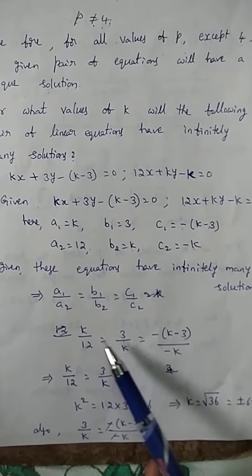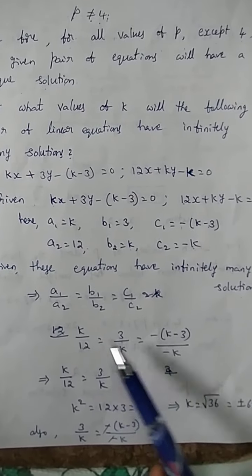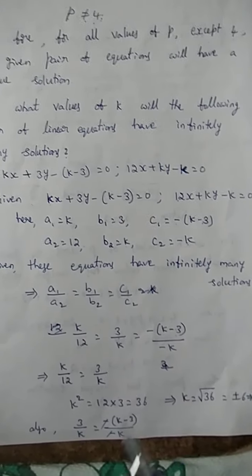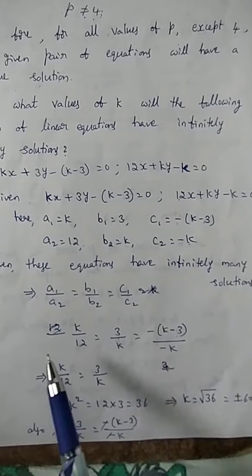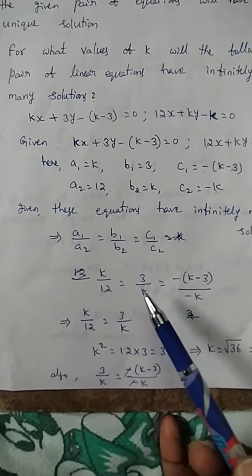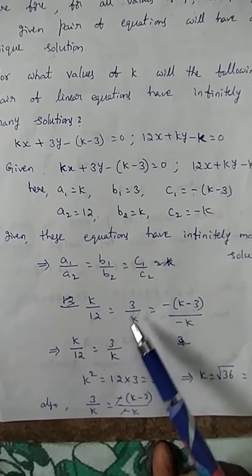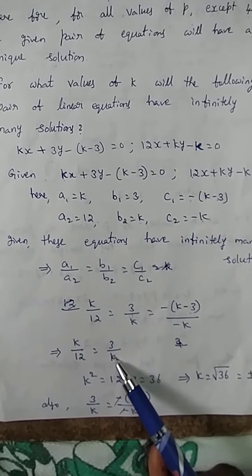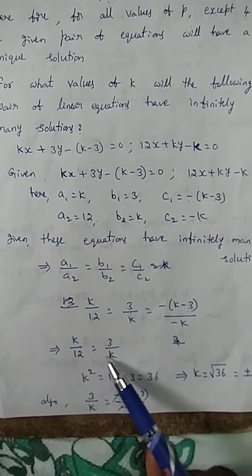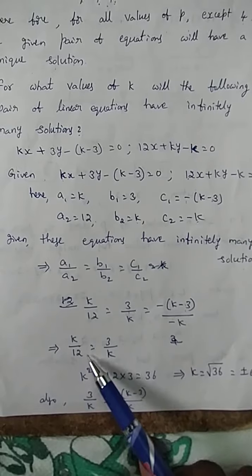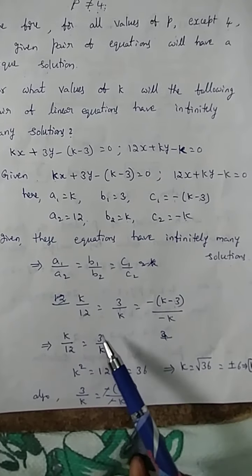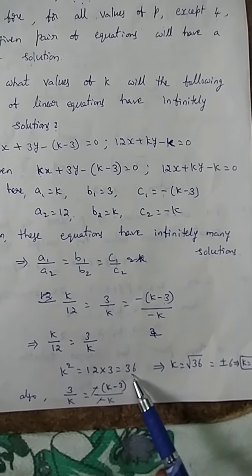The meaning is, the first and second ratios are equal, the first and third ratios are equal, and the second and third ratios are also equal. We can equalize any two ratios in this mathematical statement. So first of all we are taking the first two ratios. What are those? k by 12 is equal to 3 by k. By cross multiplication, k into k is equal to k square, then 12 is transposed to that side, 3 into 12 is equal to 36.